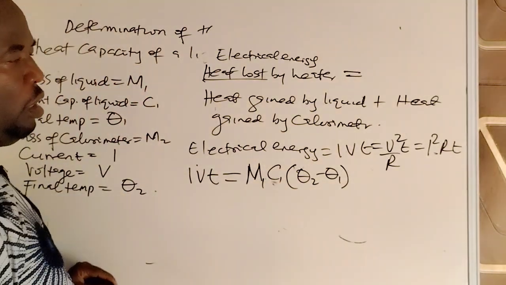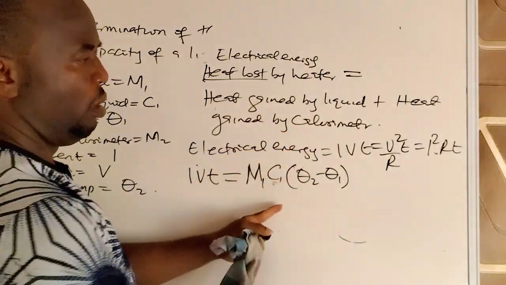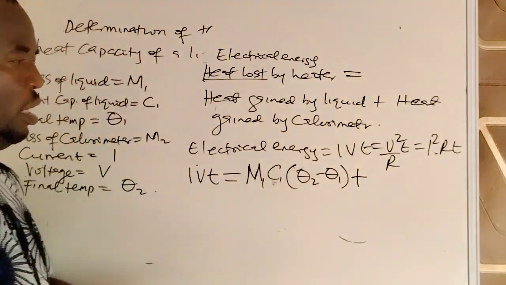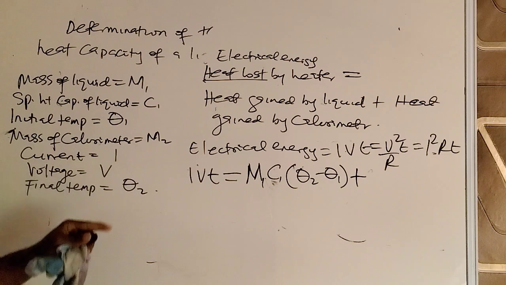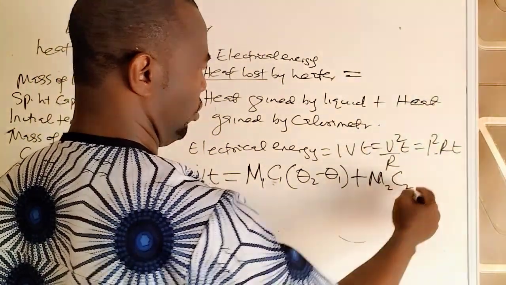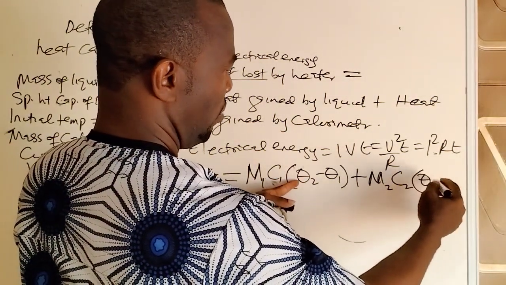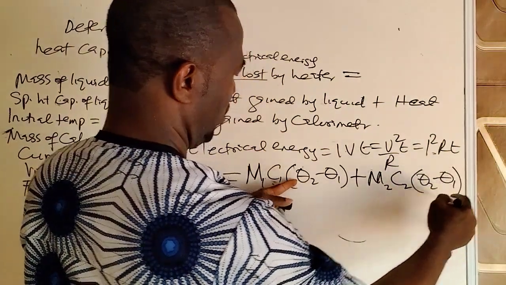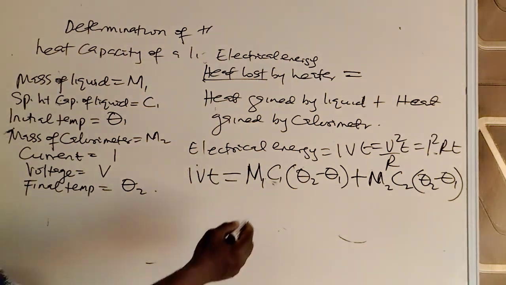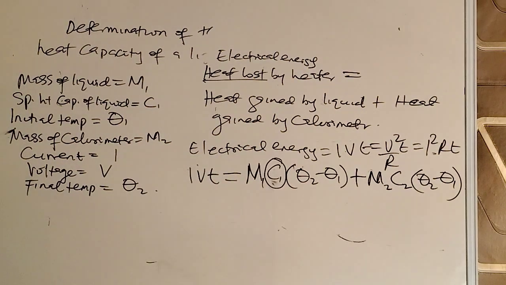You see that? It's not only the liquid that is gaining heat, the calorimeter is also gaining heat, plus heat gained by calorimeter. The mass of the calorimeter is M2. The capacity of the calorimeter, we can call it C2. And the change in temperature is the same thing, theta 2 minus theta 1. So with this, we can now look for C1, which is the unknown, or the capacity of the liquid, which we are trying to obtain by experiment.